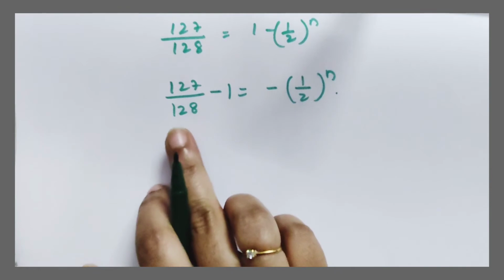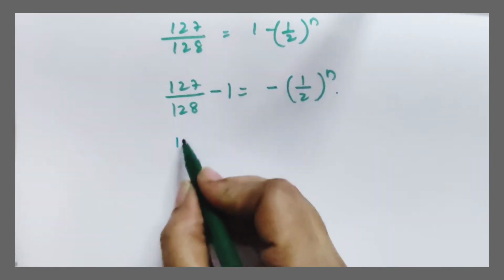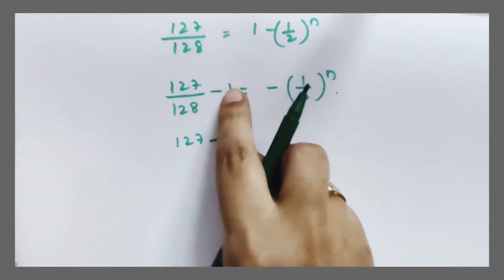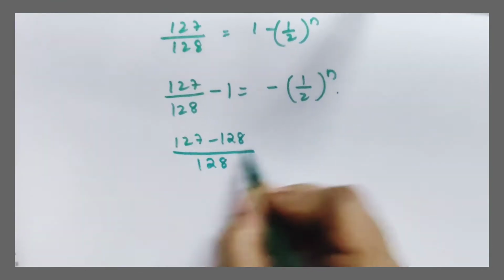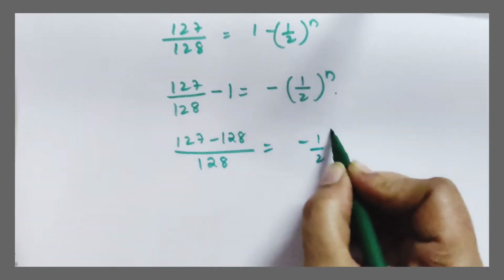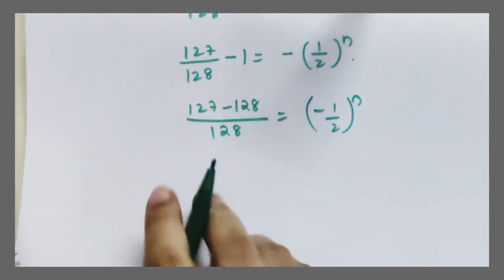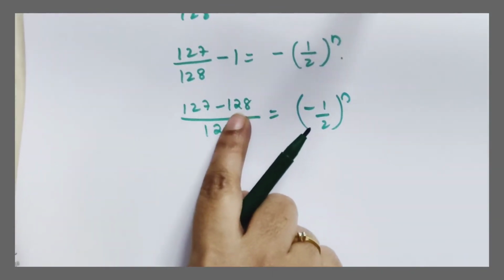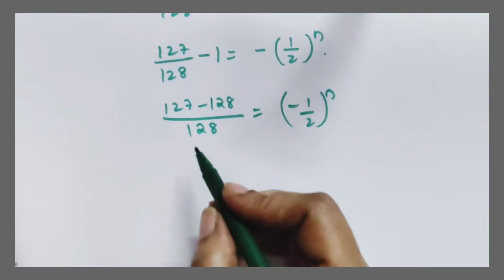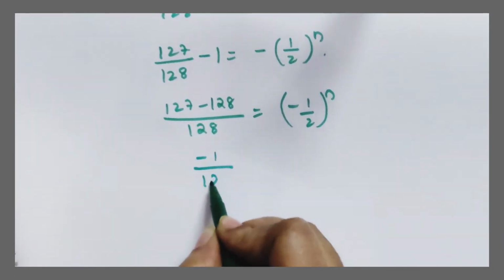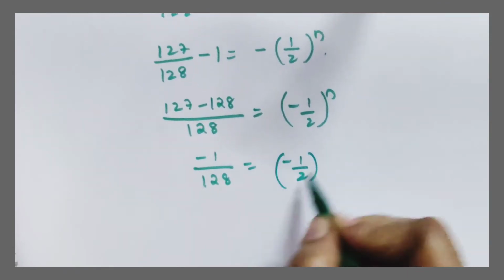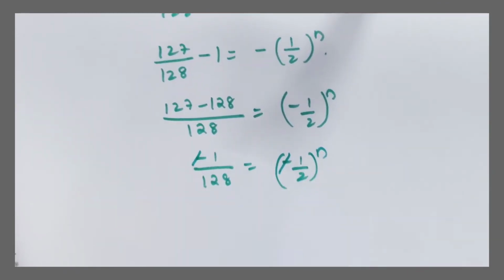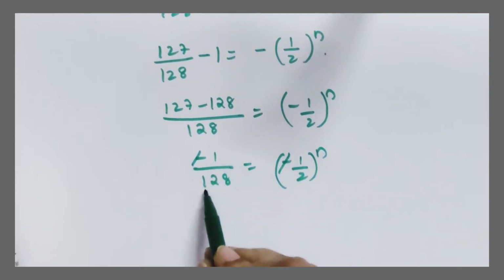Okay, this is nothing but 127 minus 1 into 128. 128 by 128 is equal to minus 1 by 2 whole power n. So 127 minus 128 is nothing but minus 1. Minus 1 by 128 is minus 1 by 2 whole power n. This minus gets cancelled. Okay, so this is nothing but 128.